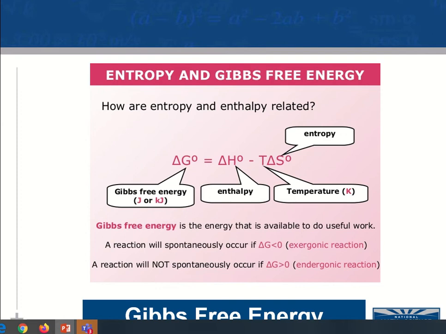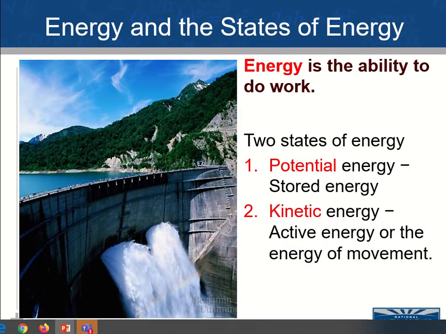Gibbs free energy tells us whether a reaction will happen spontaneously or not spontaneously. If delta G is less than 0, then it's an exergonic reaction and it will spontaneously occur. If delta G is greater than 0, then it's what's called an endergonic reaction, and it will not happen spontaneously. You will need to put energy into the system. Again, we will discuss all of these in more detail as we move through this unit, but I wanted to introduce it.